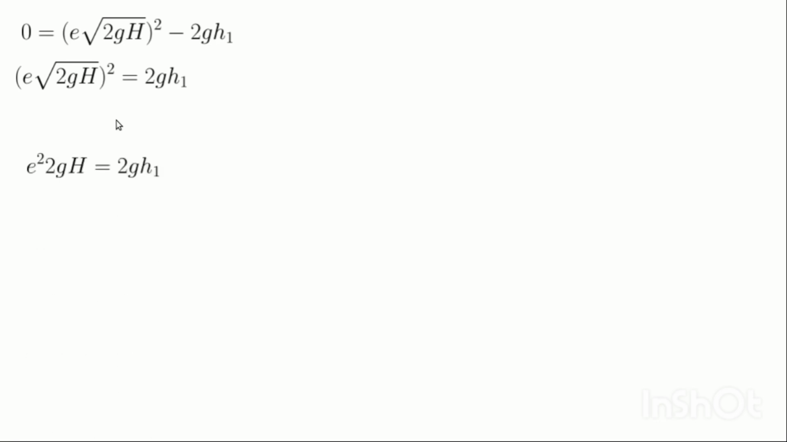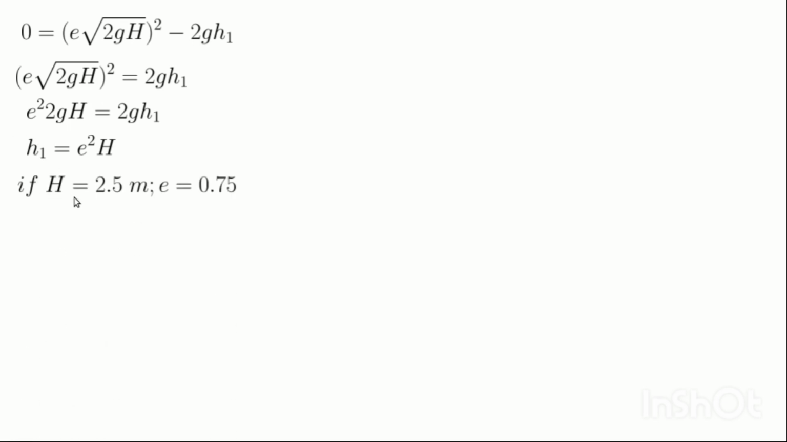If we take the square of everything here, it gives us e squared 2gh equal to this. We can take care of 2g so that we have our h1 equal to e squared H. So this is the connection between h1 and capital letter H, which is the original height. We might be asked to solve a problem when H is given and the coefficient of restitution is given, to determine the height of the first rebound.